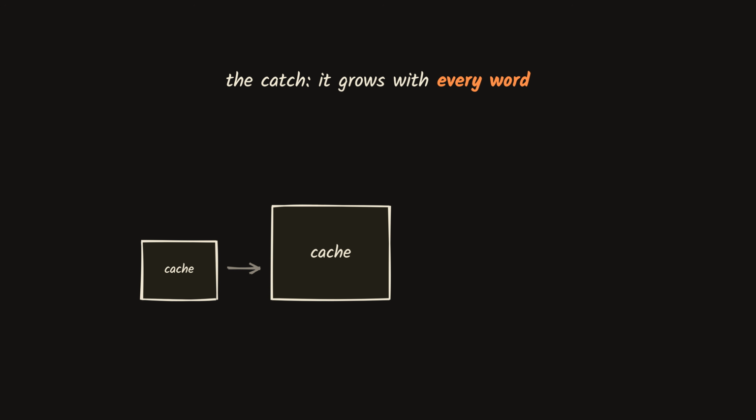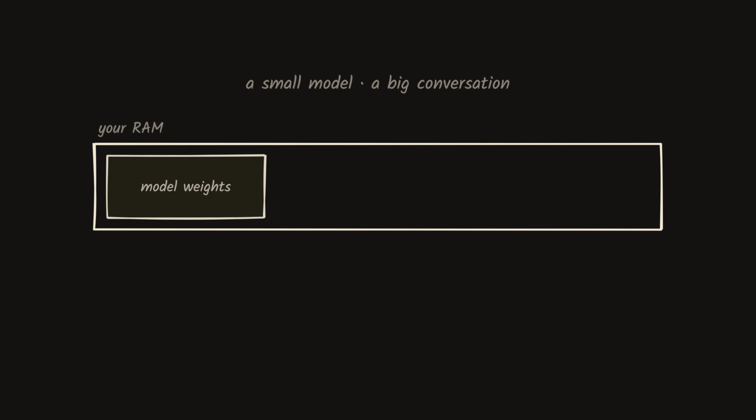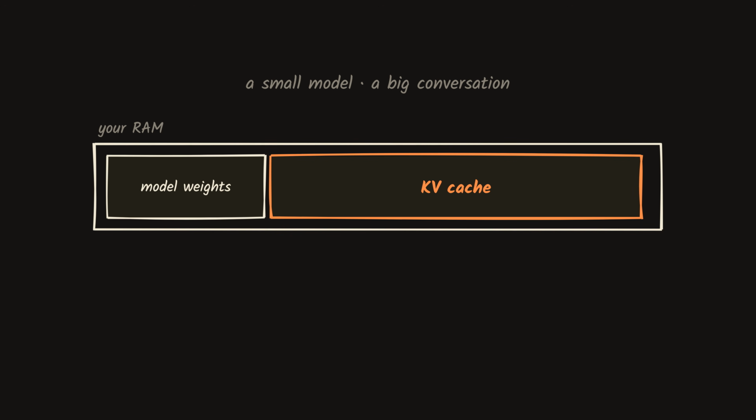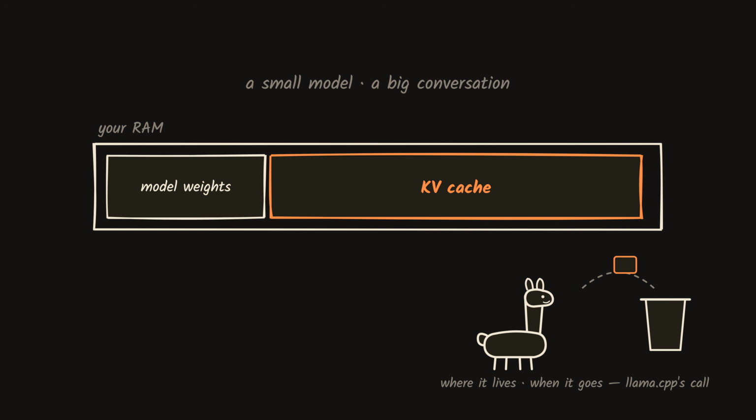The catch is it grows with every word, and on a long enough history, it balloons. Run a small model with a big enough conversation, and that cache can eat more of your RAM than the model's own weights do. Deciding where it lives and when to throw it away is one more thing Llama.cpp handles.